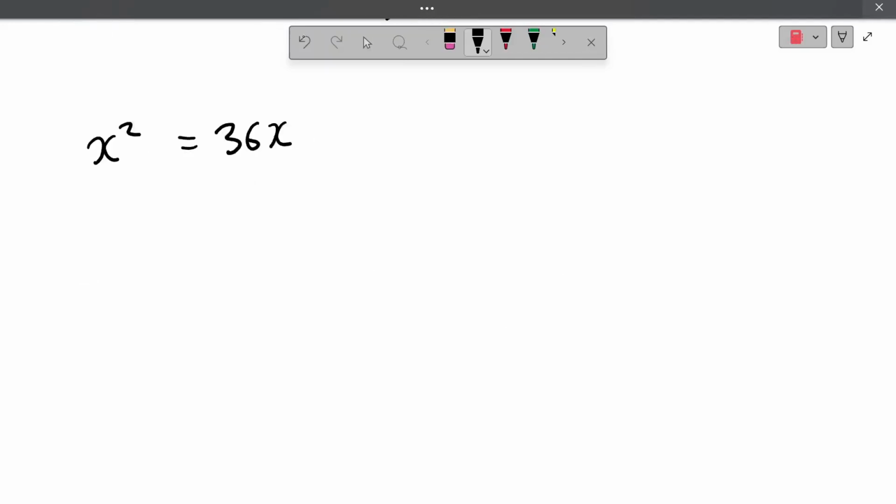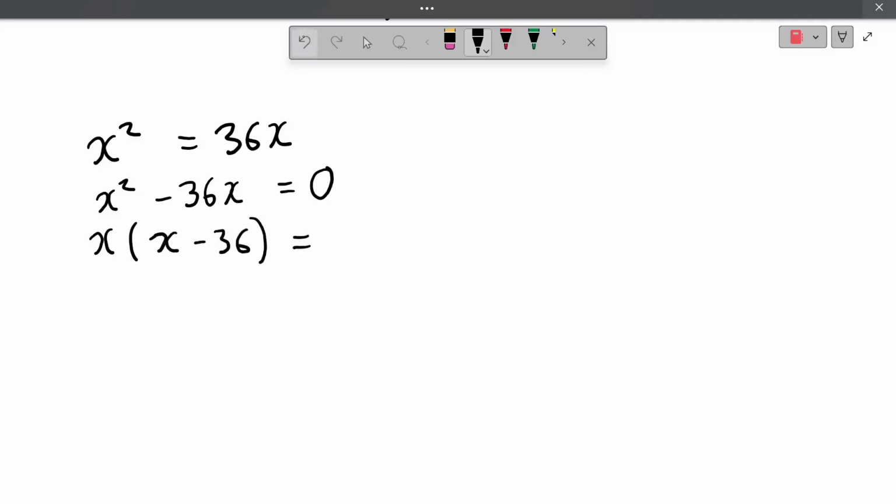So this time doesn't actually equal 0 straight away. But what we can do is take away this 36x, to make it equal 0. So you have x squared minus 36x equals 0. And then we're kind of back at the same place we were in the last question. So you have x brackets x minus 36 equals 0.